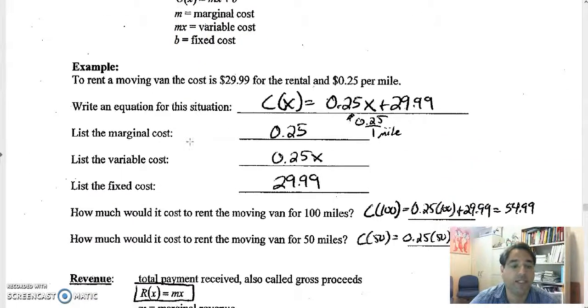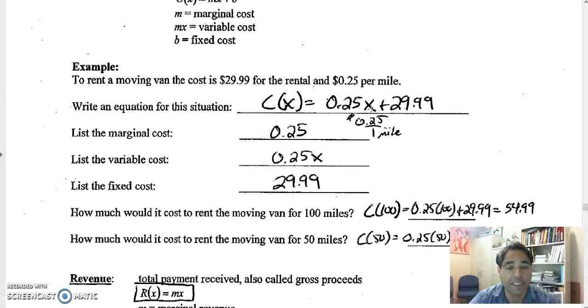An example would be, to rent a moving van, the cost is $29.99 for the rental and 25 cents per mile. So if I wrote this as a function, your cost in terms of x being how many miles, is 0.25x plus $29.99. So to break that down, the marginal cost is 25 cents, which is our slope. It's 25 cents per mile. Remember, slope is output cost over input mile in this case.